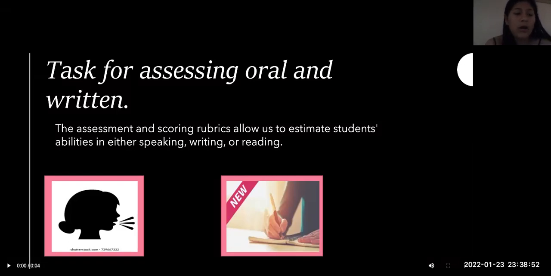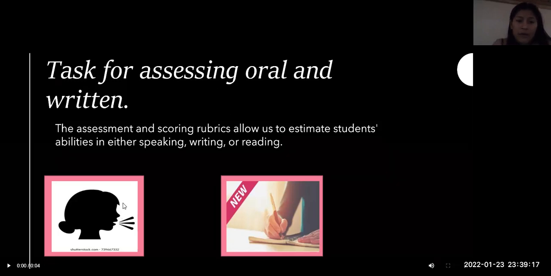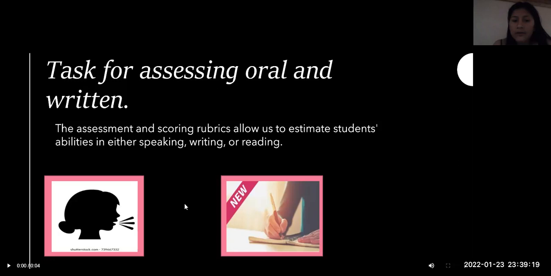Today we will talk about task assessment to evaluate oral and writing. First, the assessment and scoring rubrics are used to estimate students' ability to speak, write or read. In this case, for example, speaking and writing.